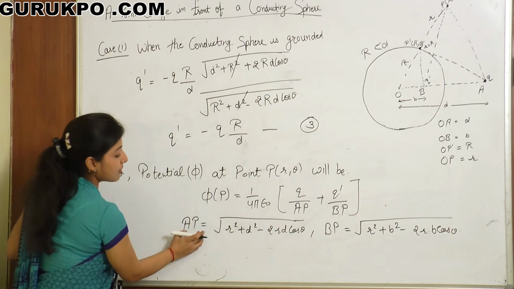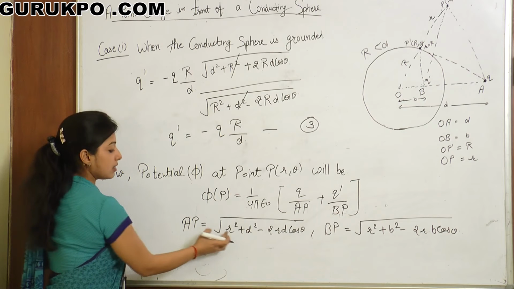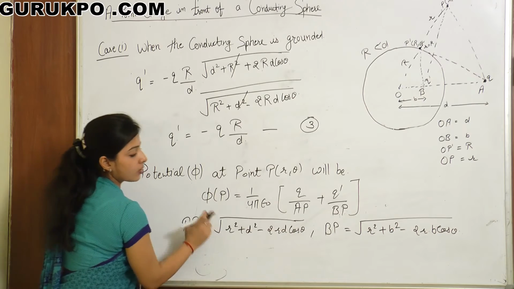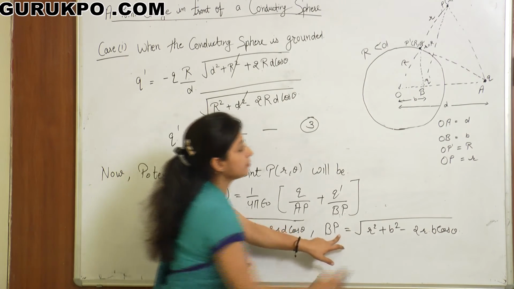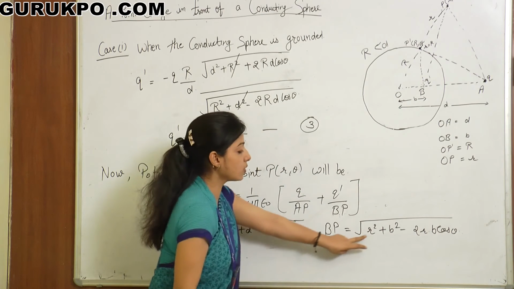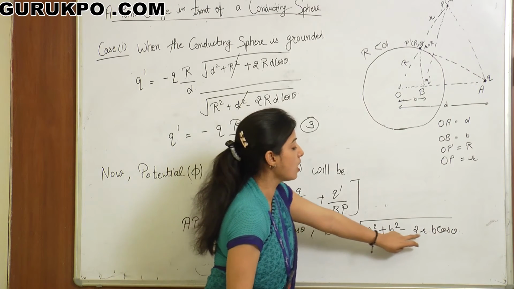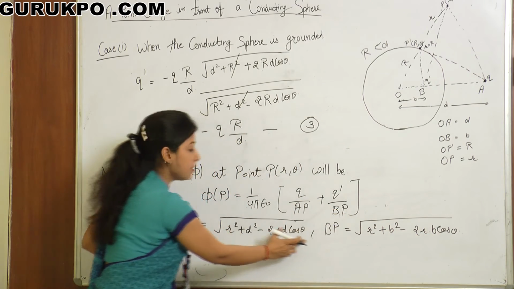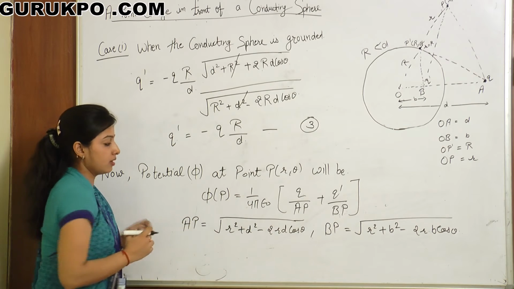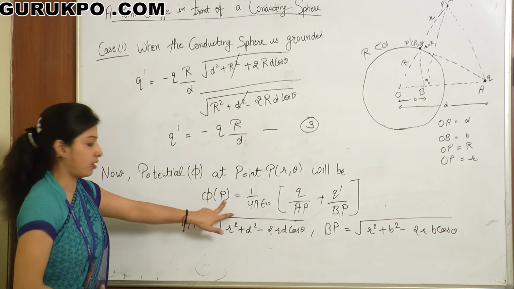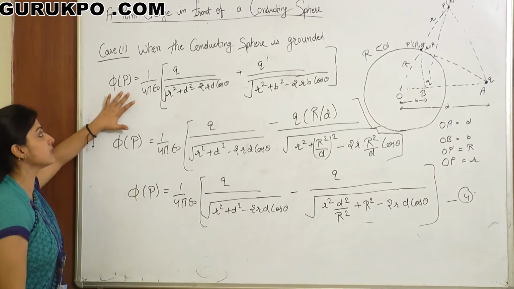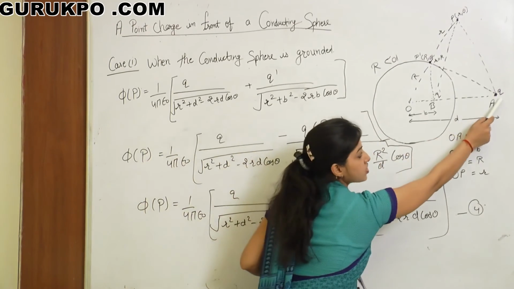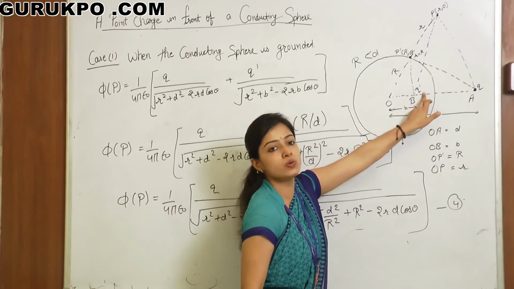Now similarly AP can be found out with the distance formula, that is √(R² + D² − 2RD cos θ), and this BP is equal to √(R² + B² − 2RB cos θ). Now putting the values of AP and BP in the electric potential formula, we know that this is the potential at point P due to the real charge Q and image charge Q'.